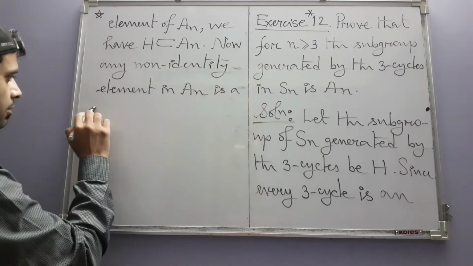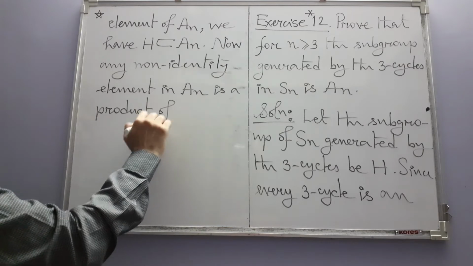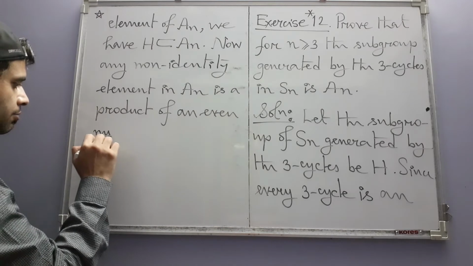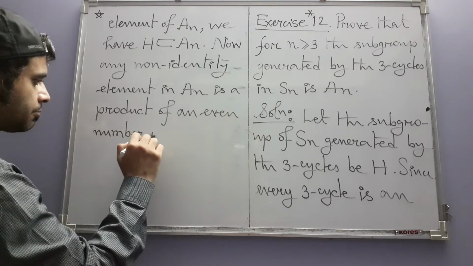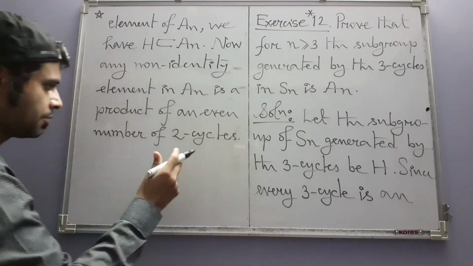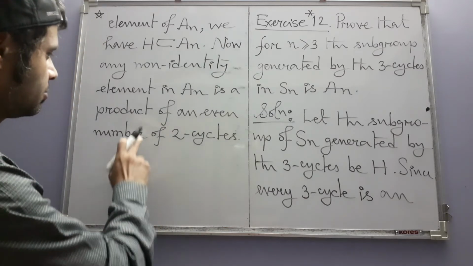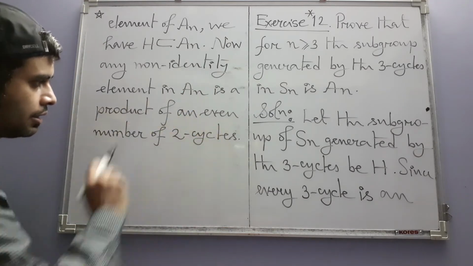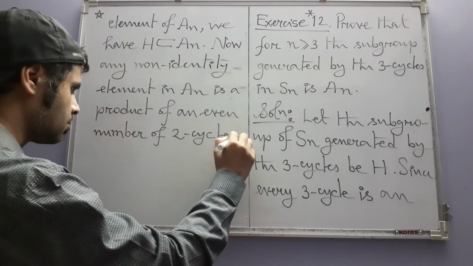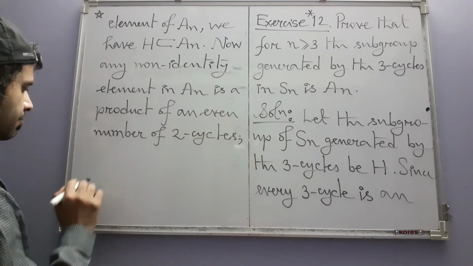is a product of an even number of 2-cycles. Why? That's because they are all even permutations. So from the definition of even permutations itself, each one of them should be a product of an even number of 2-cycles. And I have something else to say, so I am putting a semicolon.